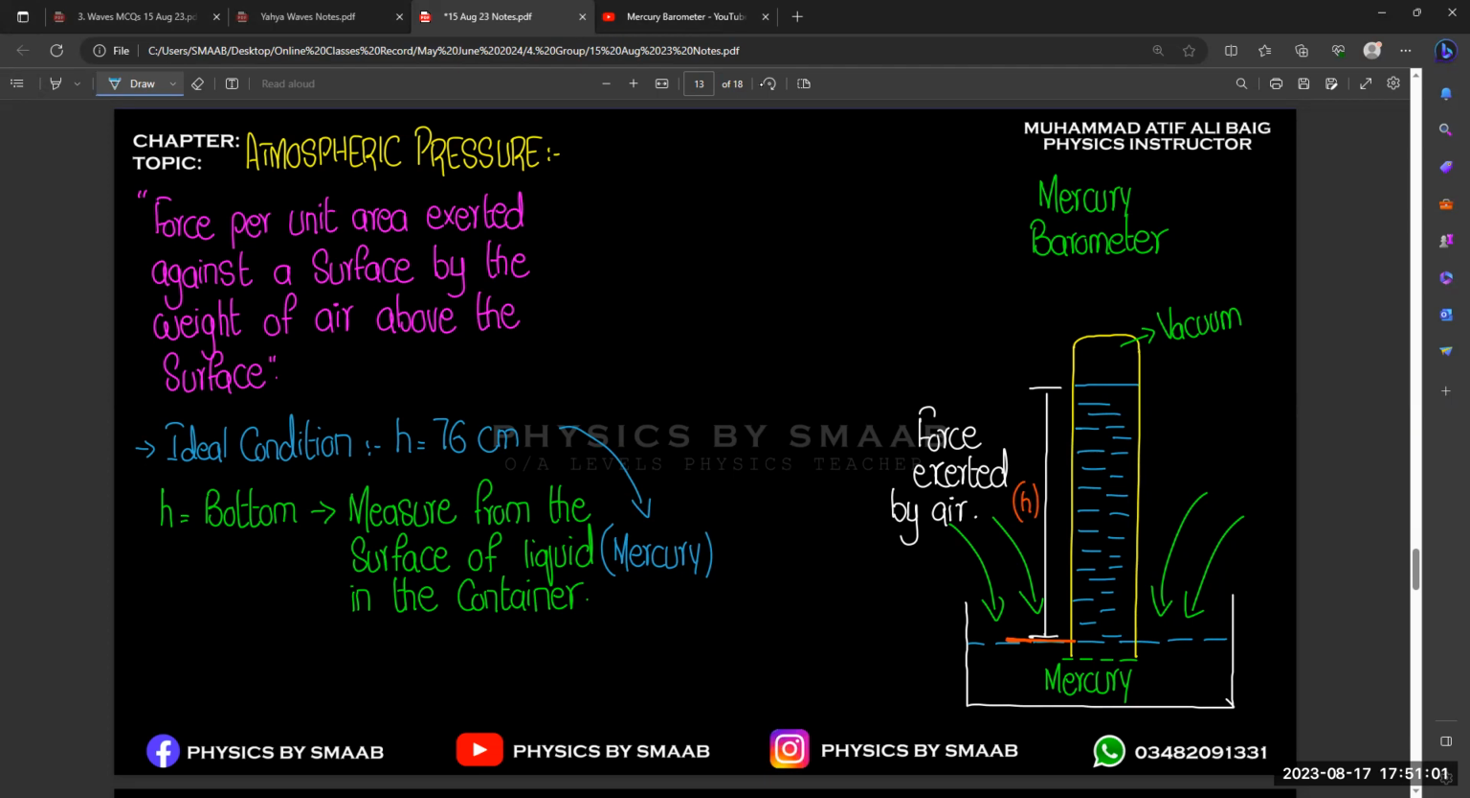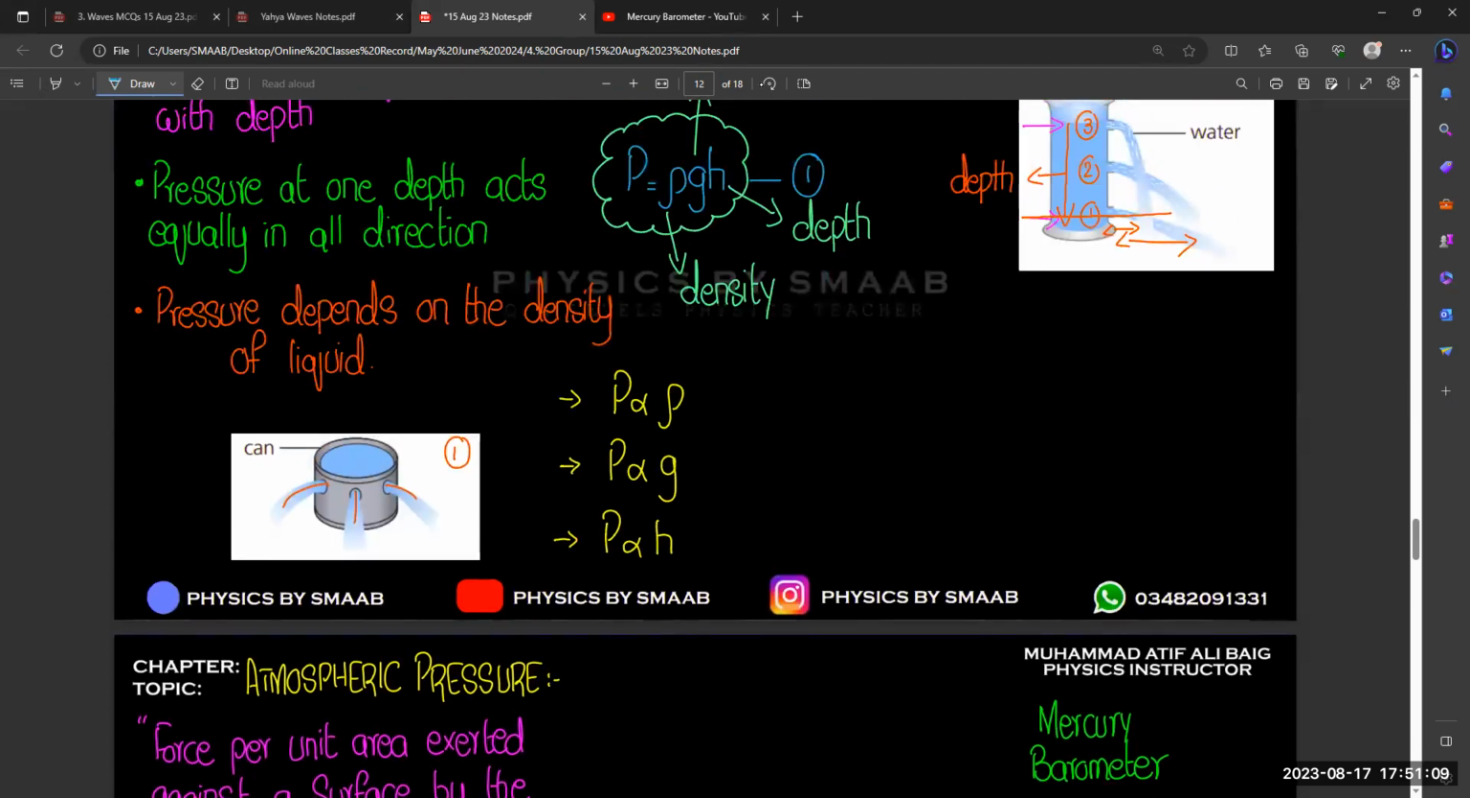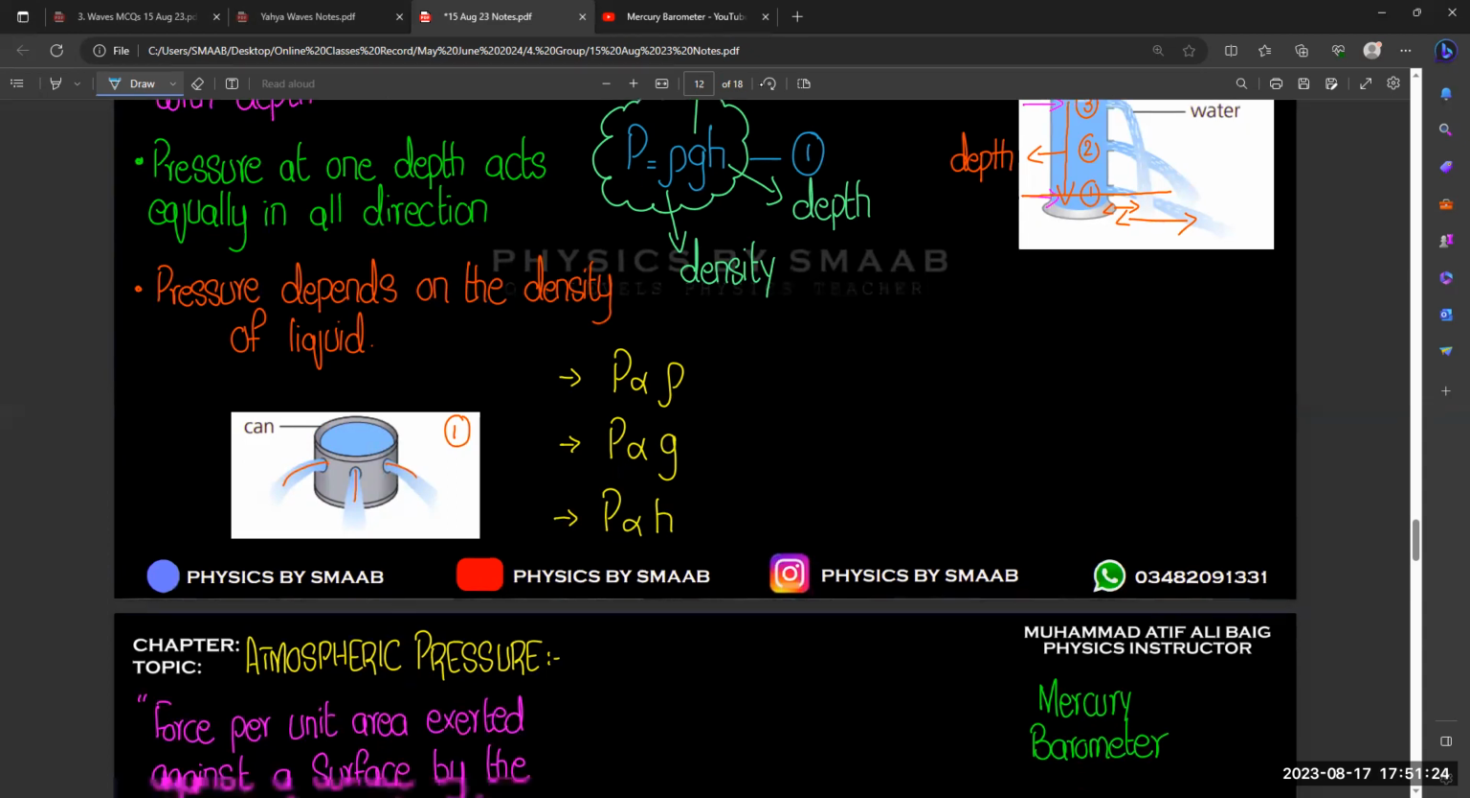So most of the questions are related to that. Okay. And if we talk about the value, that rho gh that we already discussed for the liquid, right? We know that gravity remains the same for the air molecules, for the atmosphere also at the sea level, and we also get the value of h and the density of that liquid. We are using mercury, so we need to write the density of the mercury.